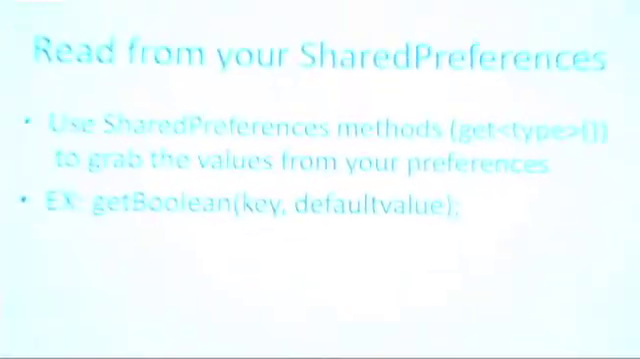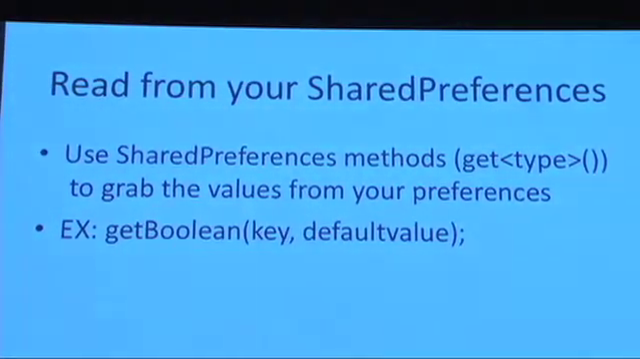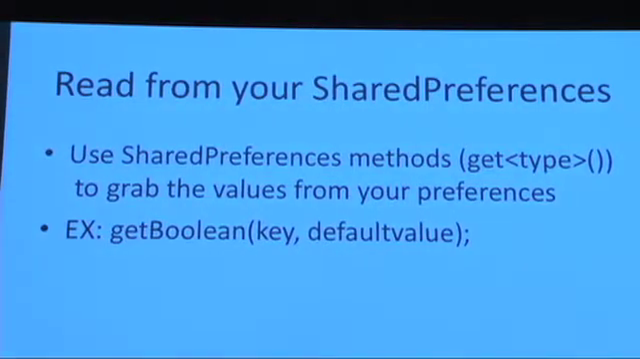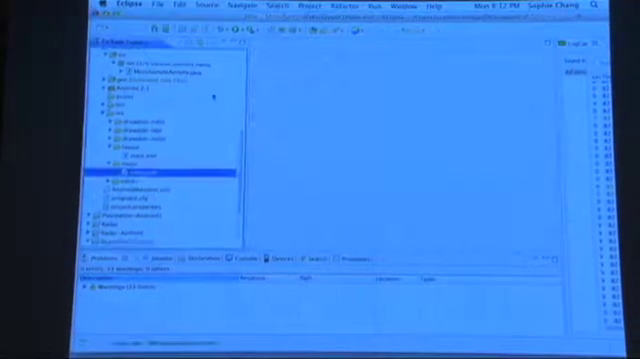Okay. The last thing would be to read from these shared preferences. You can use these shared preferences methods similar to the putting methods. So you use getBoolean or getCharacter to grab these values from your preferences. As you can see there, an example would be getBoolean with your key and default value already in there. So let's actually just go through an example, and we're going to do our shared prefs sample here.